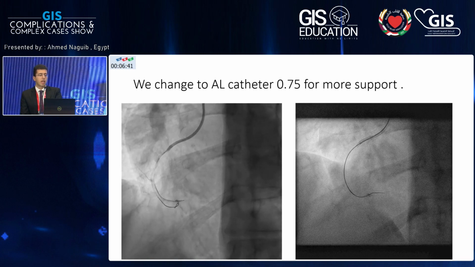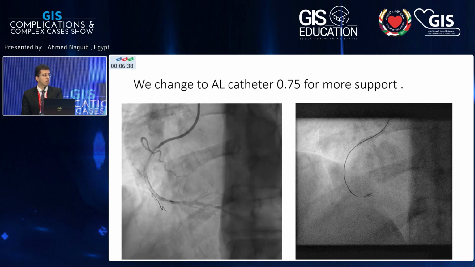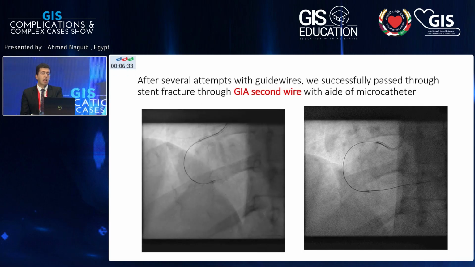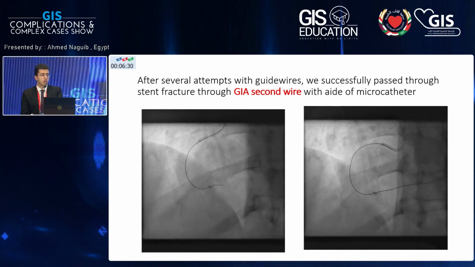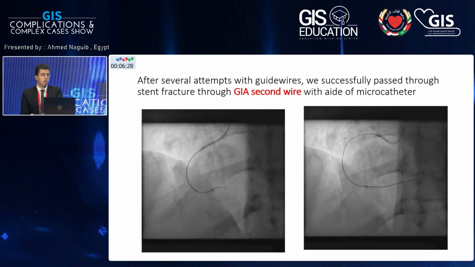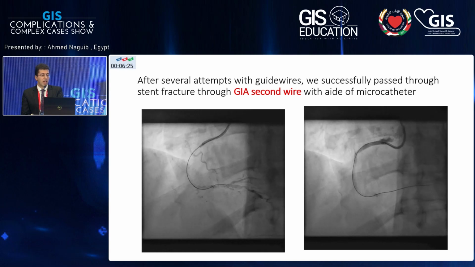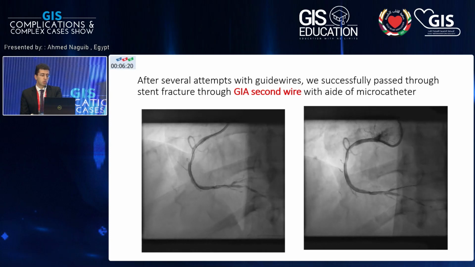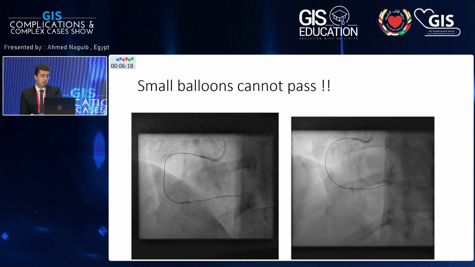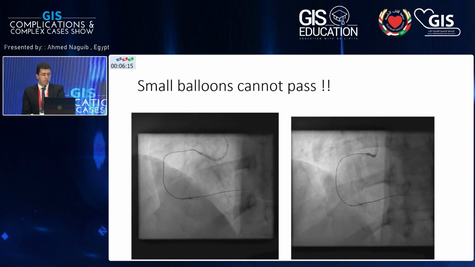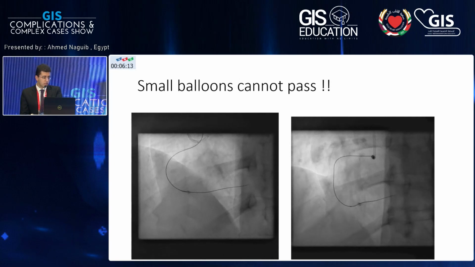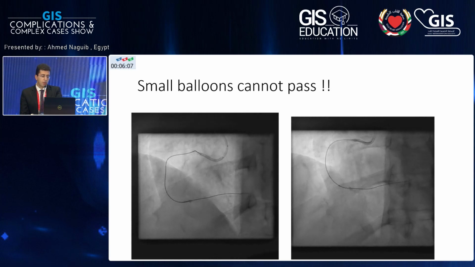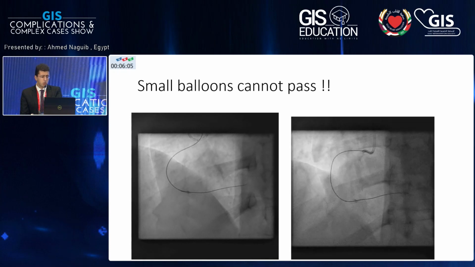So what do we do next? The patient had chest pain, so we changed to a more supportive guiding catheter, AL 0.75. We tried a lot with guide wires, Filter, Whisper, and we successfully passed the Gaia Second wire with the aid of a microcatheter. Then we tried to pass a balloon for post-dilatation through this stent fracture. The balloon cannot pass. As appreciated in the left video, the guiding catheter has no support, and the smaller balloon in the right video also cannot pass.